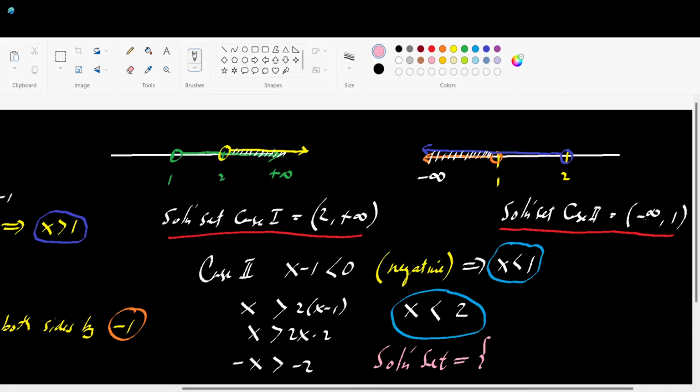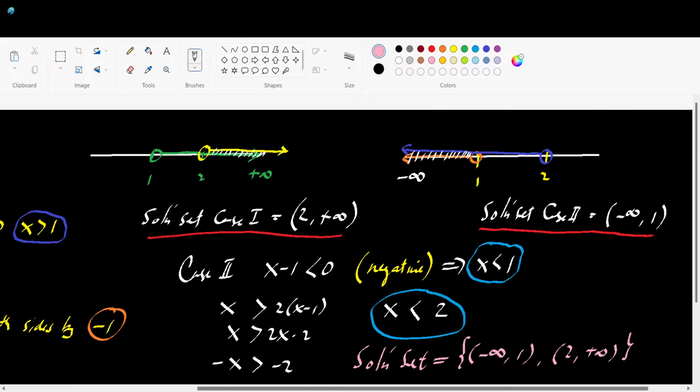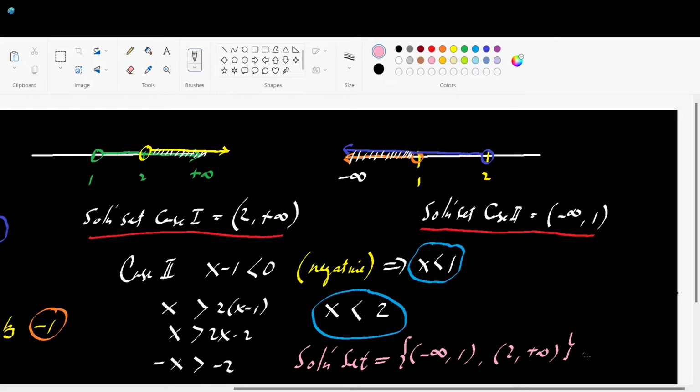Let me start with the negative ones. Negative infinity to 1 together with the interval 2 to positive infinity. Or you can just write this as negative infinity to 1 union 2 to positive infinity. So all numbers from negative infinity to 1 and the set of all numbers from 2 to positive infinity.